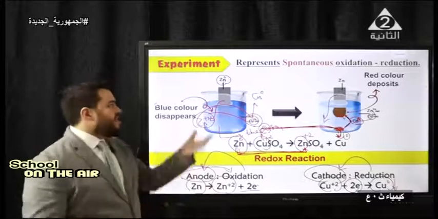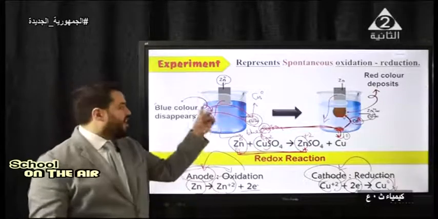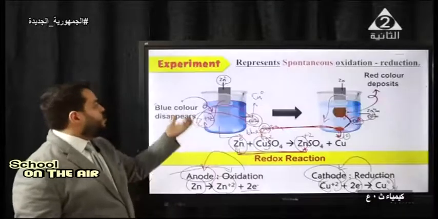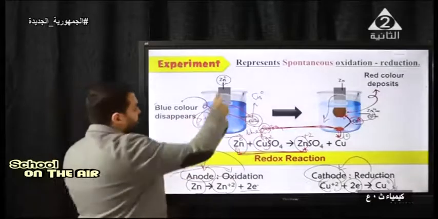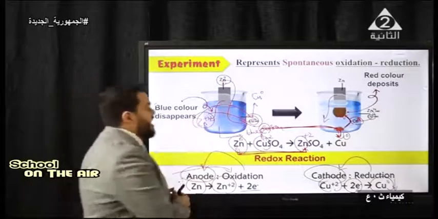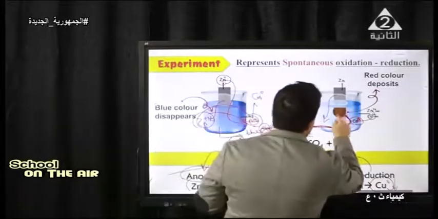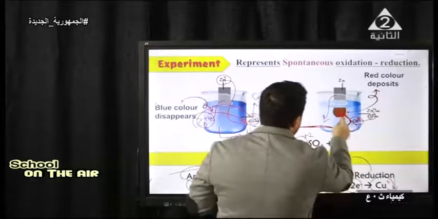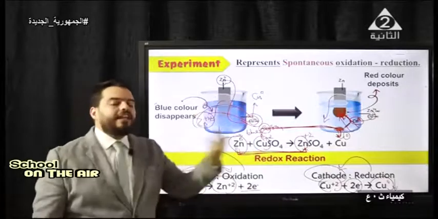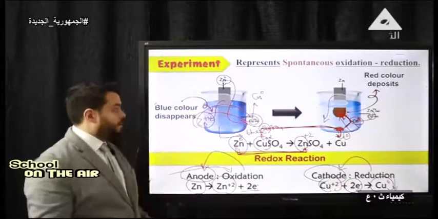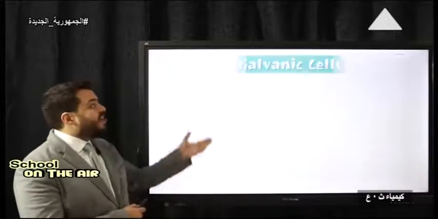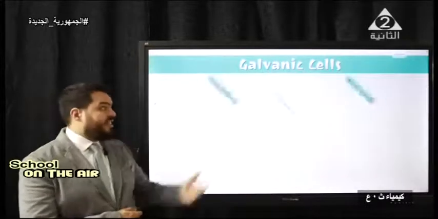All we have done is putting a zinc plate in the blue color of the copper sulfate. So the blue color disappears as zinc replaces the copper, and the red color is deposited here by precipitation of the copper on the zinc plate, by gaining the electrons the zinc leaves on the rod. Okay, you can use that reaction, the spontaneous redox reaction, in electrochemistry and in galvanic cells.